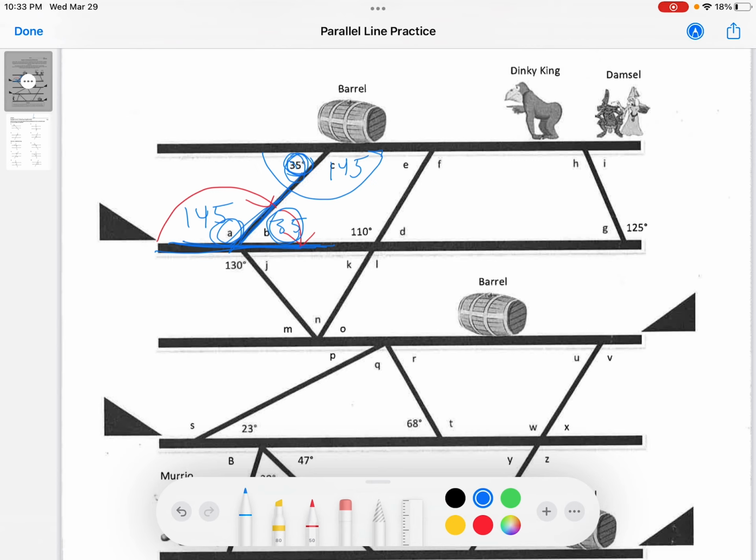This line, let me mark this in red, this line here in red is totally separate from this line in blue. So these four angles right here don't have anything to do with those angles over there. These are kind of a new thing.